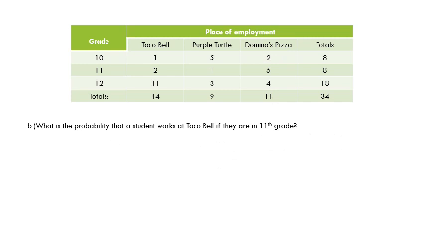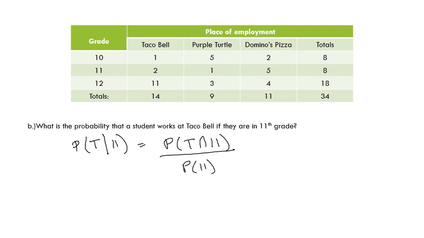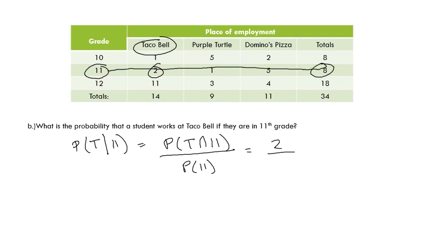Let's look at B. What's the probability that a student works at Taco Bell if they're in 11th grade? So probability of Taco Bell if they're in 11th grade. So we need probability of Taco Bell and 11th grade over probability of 11th grade. So let's look at Taco Bell and 11th grade, that's 2. And then probability of 11th grade, so we need to go here to the total for 11th grade is 8, and that will reduce to 1/4.